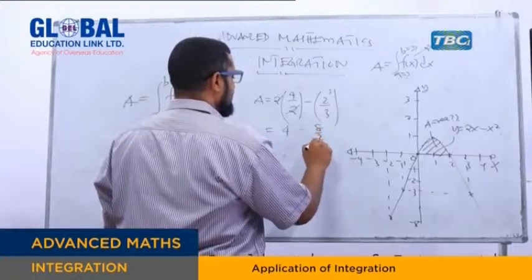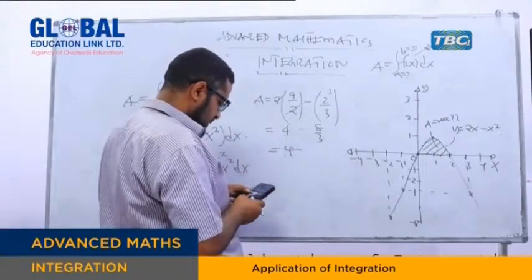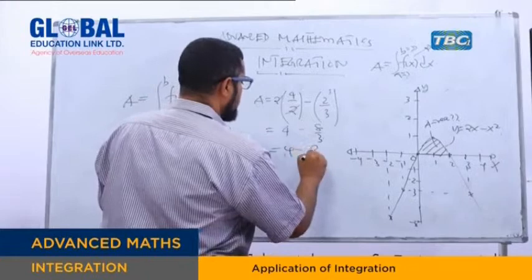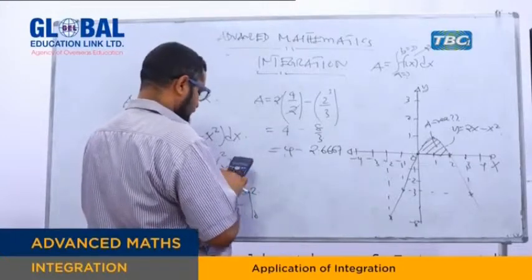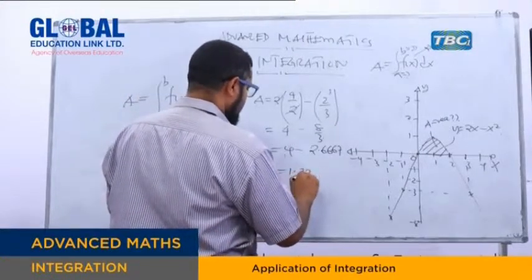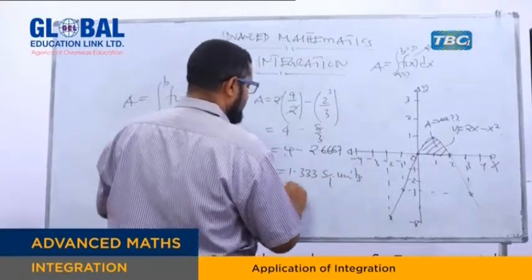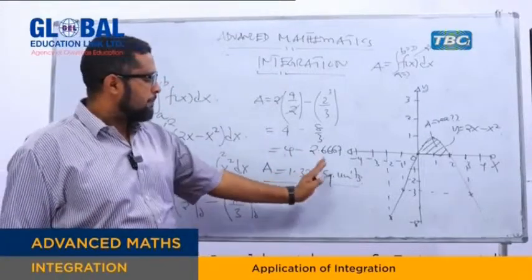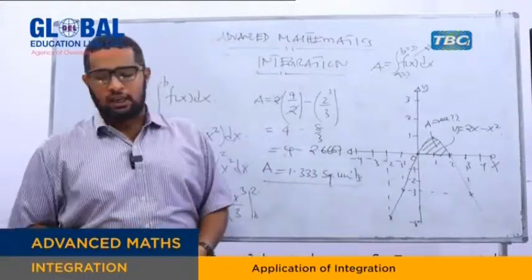If you divide 8 by 3, what are you going to get? Use your calculator again. 8 divided by 3, we get 2.666. You can approximate the last one. Then if you take 4 minus 2.6667, you will end up having 1.333 square units. Remember to write the words square units because this is area. Otherwise, if you leave it as 1.33, just a number, that will be the value of just a number and not the area of that curve under the given limits.